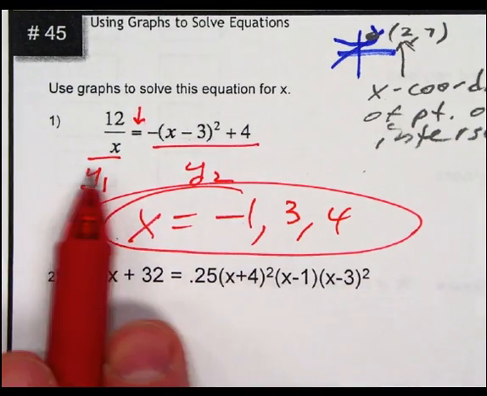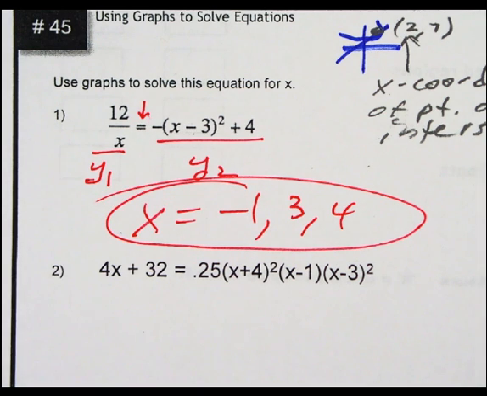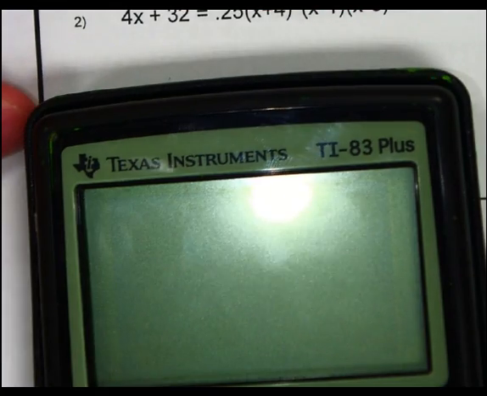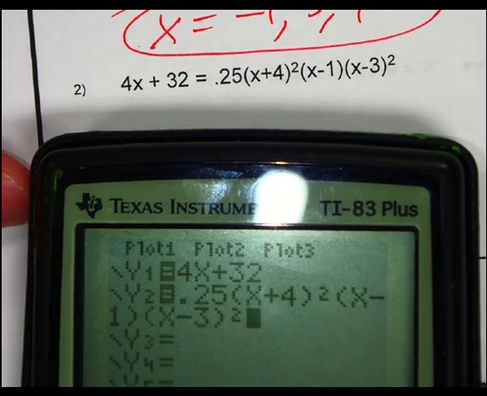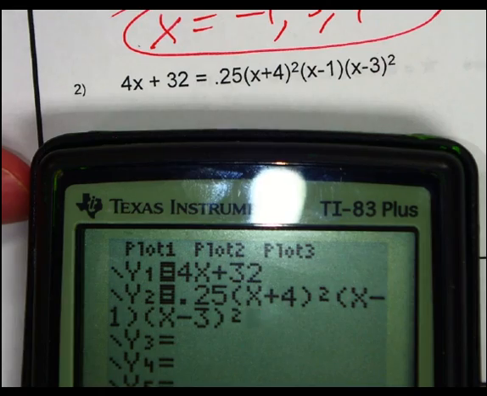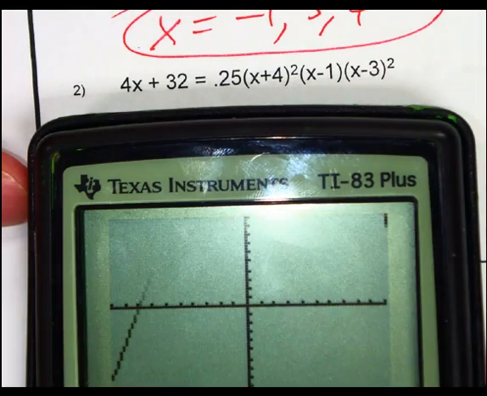Now you can plug those in, and you could check your answers, and they would work. Both sides would be the same number. I prefer to spend time showing you how to graph these and work with the calculator. So here's the second one. The second equation looks like this. You type them in, and then you push graph, and here's what you get.